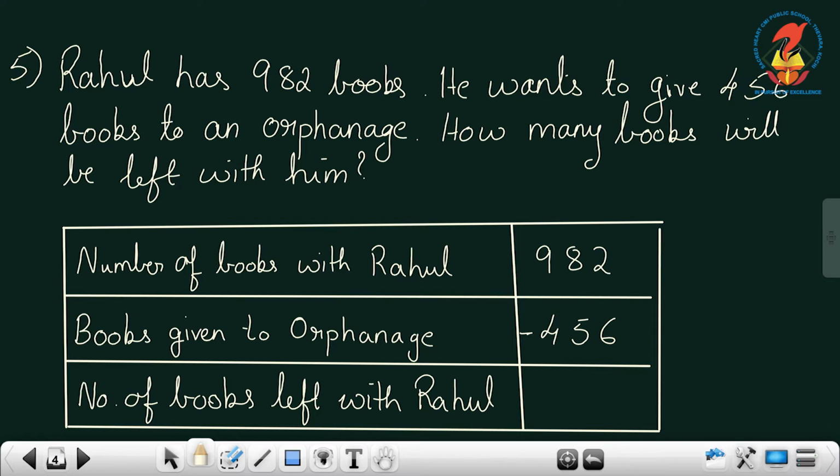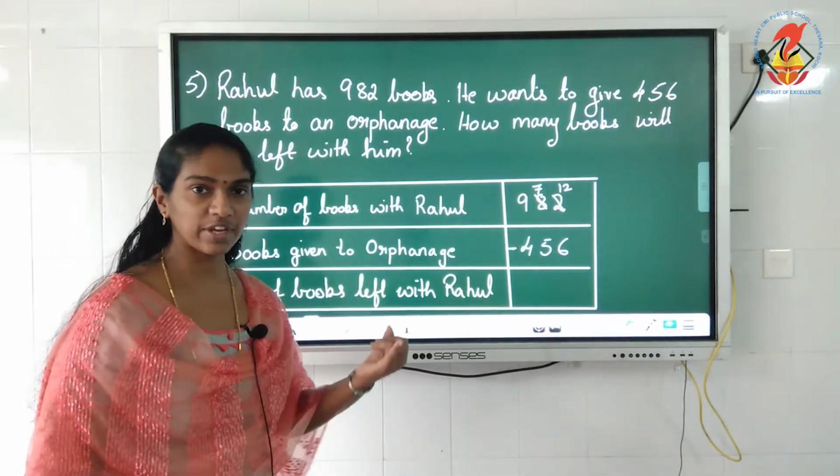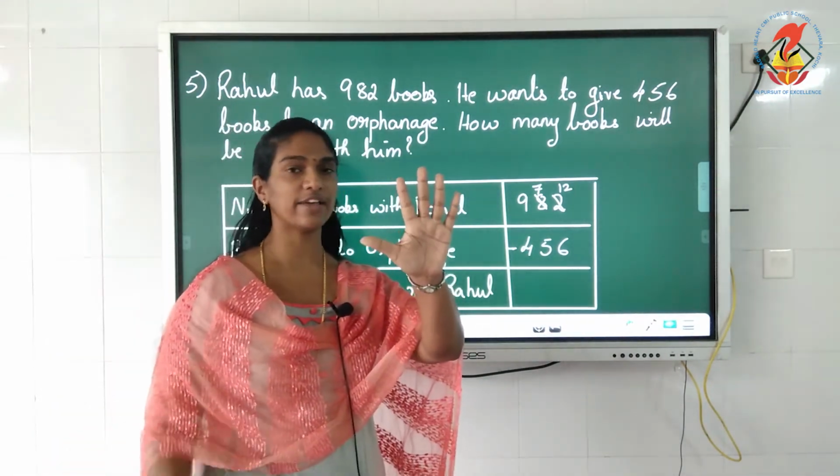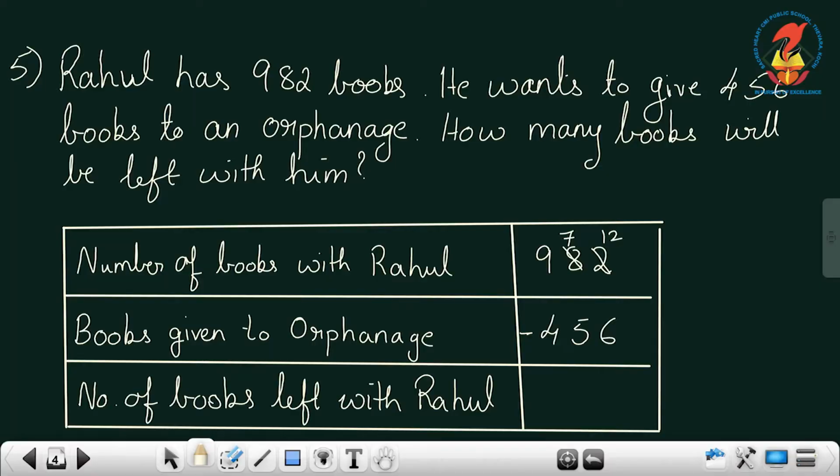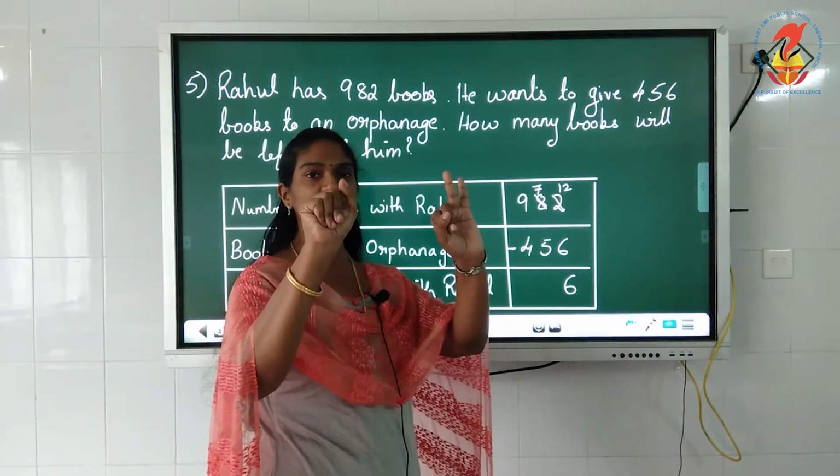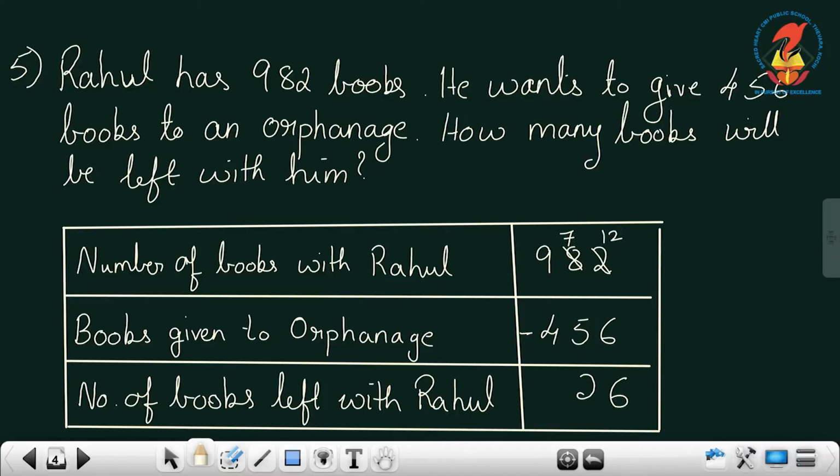2 minus 6. Possible? Not possible. So, borrow from 8. This becomes 7. 2 becomes 12. Now, 12 minus 6. After 6, 7, 8, 9, 10, 11, 12. What do you get? 6. 7 minus 5. From 7 take away 5, you have 2. 9 minus 4. From 9 take away 4, you have 5. So, the number of books left with Rahul is 526.